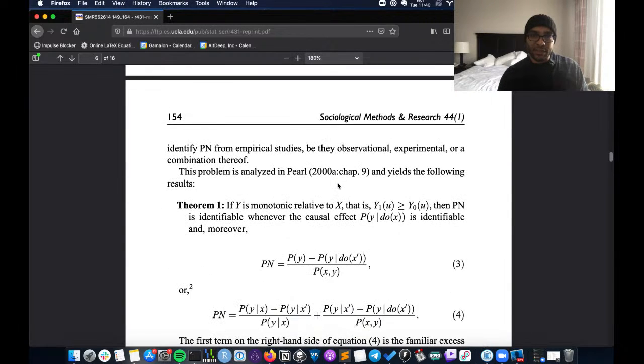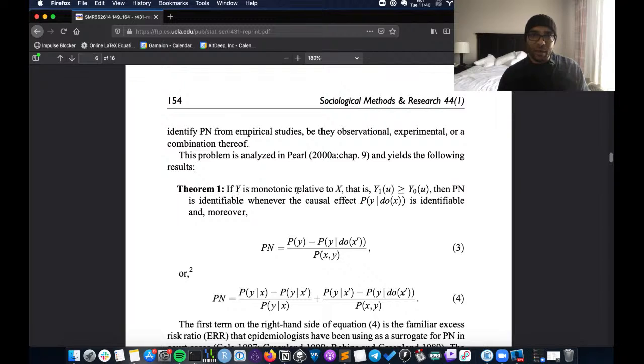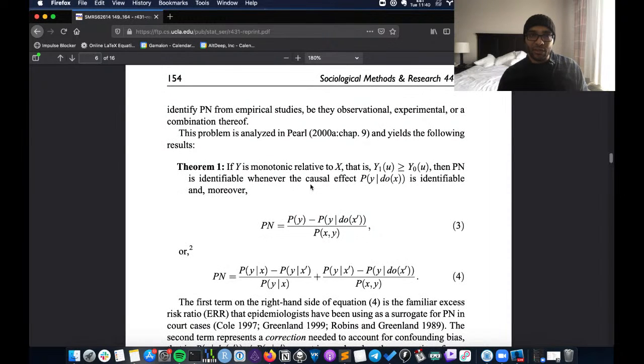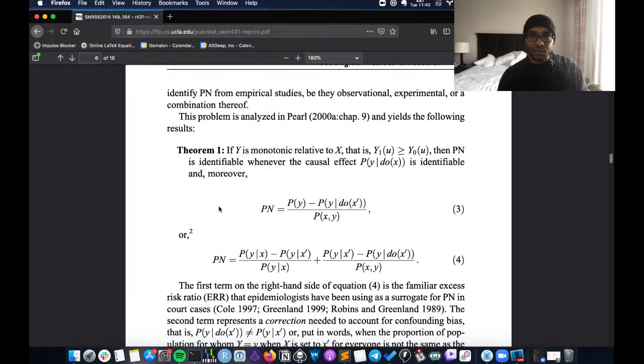So, we've got some theories here. If y is monotonic relative to x, that is, if y under one intervention is always greater than y under another intervention for the same subject, then PN is identifiable whenever the causal effect is identifiable. And moreover, great. So that means we have an identifiability result here.